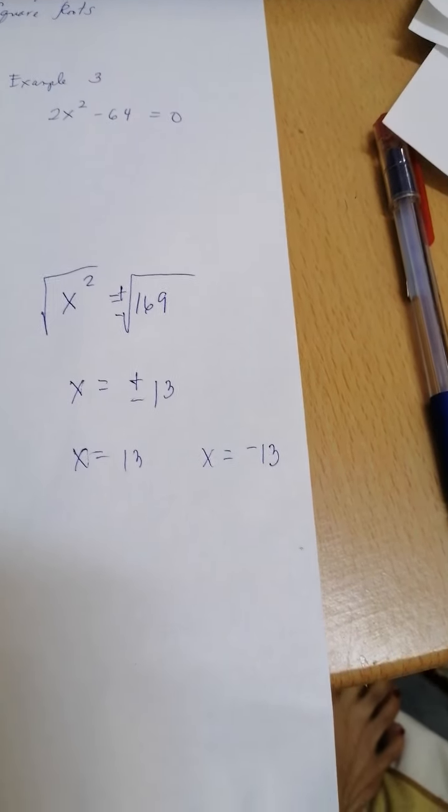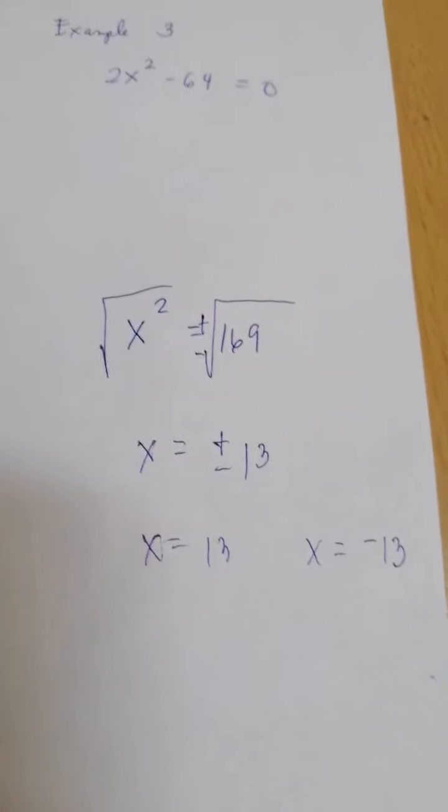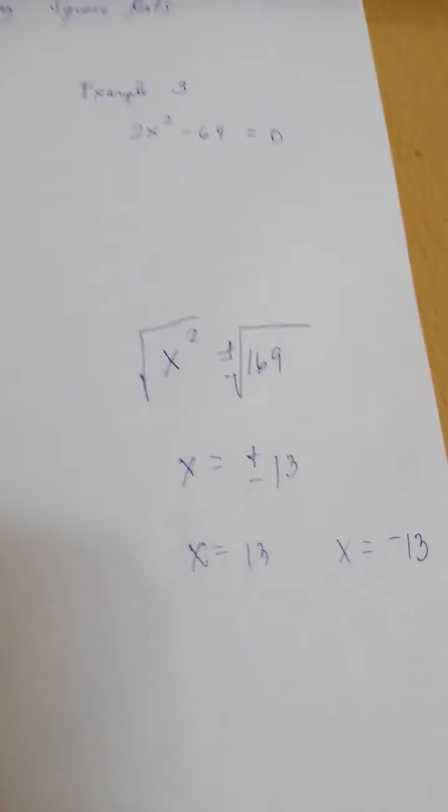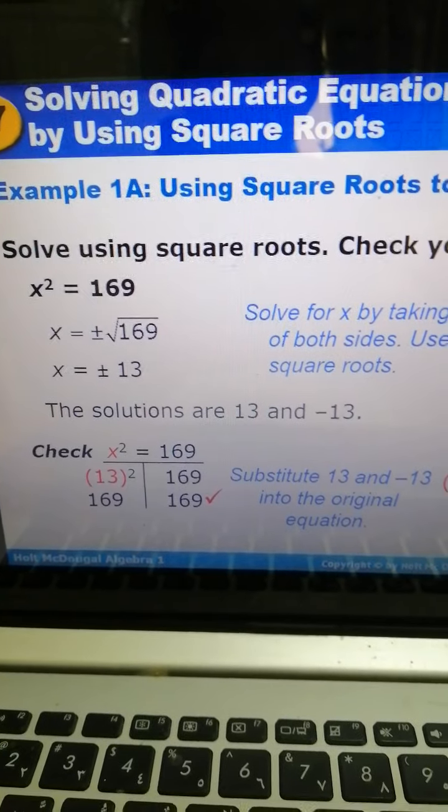X squared equals 169. This time you don't need to write it in standard form. You have to isolate the term with an exponent of square or 2. Okay, so this is what we got. Okay, so let's try one more.